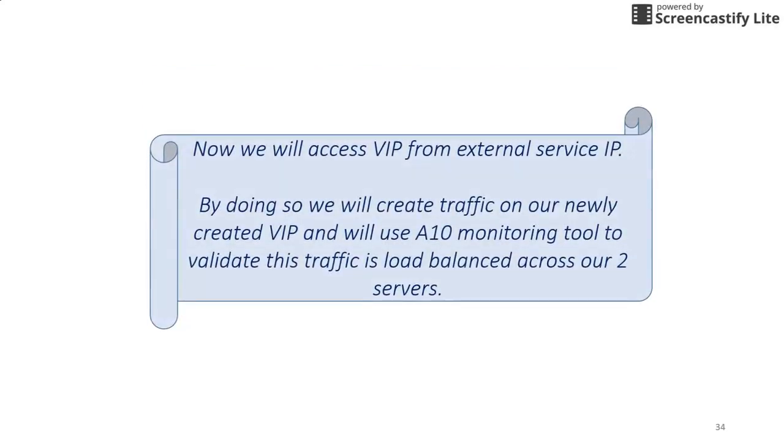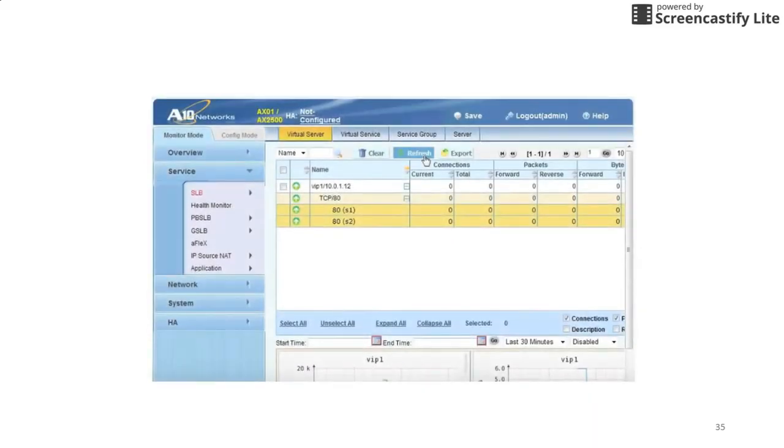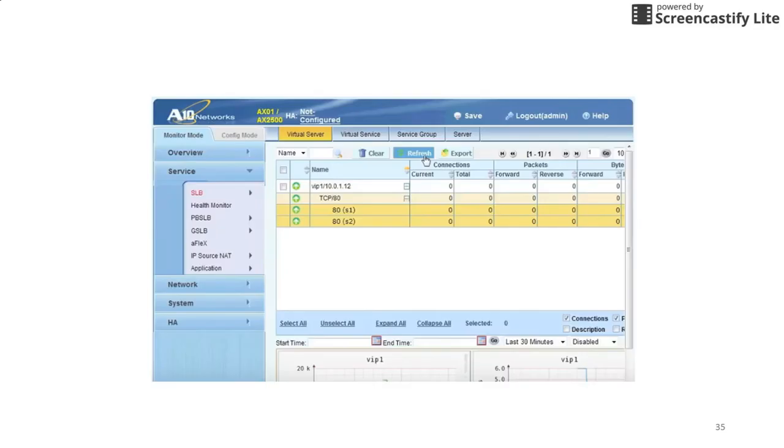Now we will access the web service from the external service IP. By doing so, we will create traffic on our newly created web service and use the A10 monitoring tool to validate whether this traffic is load balanced across our two servers. Open another browser session and enter the IP address of our web service. Now return to the A10 GUI and click on the refresh button. We will see traffic from our client. Six sessions are loaded and have been load balanced with three sessions each on servers S1 and S2.